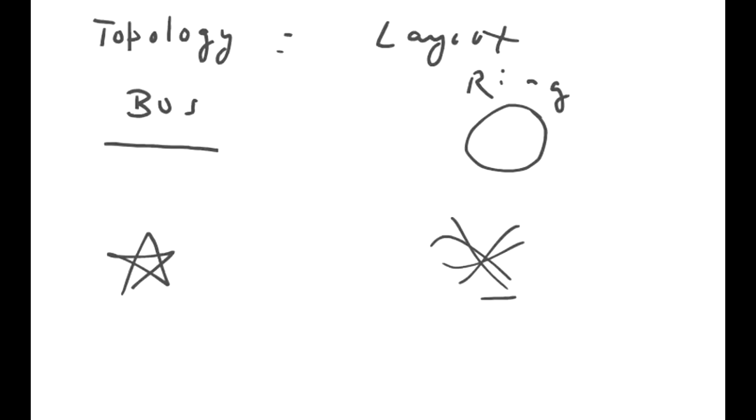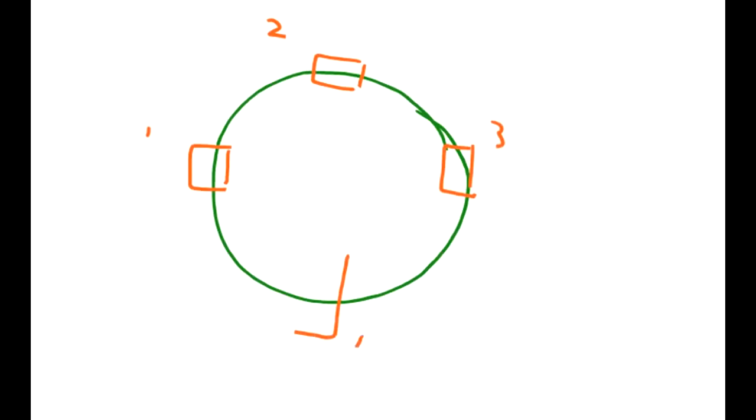So let's start our discussion on ring topology. What is a ring topology? As the name suggests, in ring topology, all the nodes, that is your computers, your server, or your devices, are connected to each other and they form a ring. So let's suppose we have three computers. Computer 1 is connected to computer 2. Computer 2 is connected to computer number 3. And computer number 3 is connected to our server, computer number 4. But if we see, our server is connected to its two neighbors, computer number 1 and computer number 3.